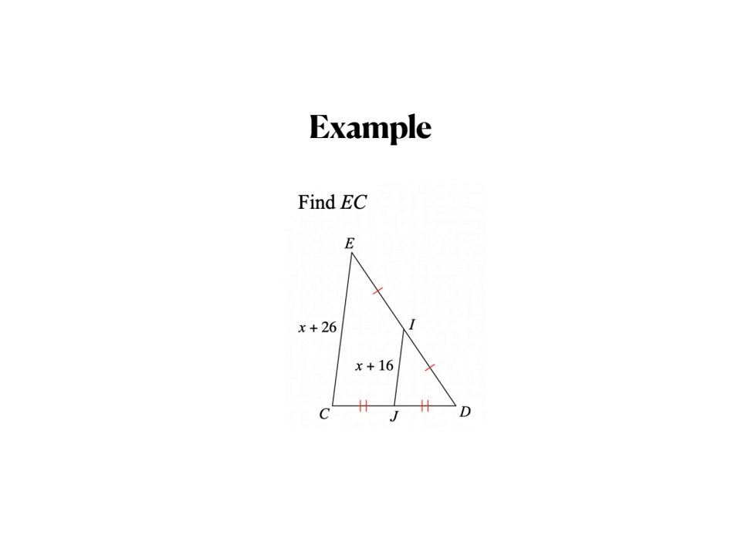So let's look at this example. I'd like to find EC. You'll notice IJ is the mid-segment. So set up your proportions, solve for x, find the segment length, press pause on the video, and when you're ready for the answer again, press play.